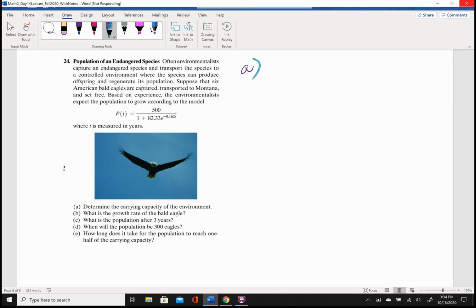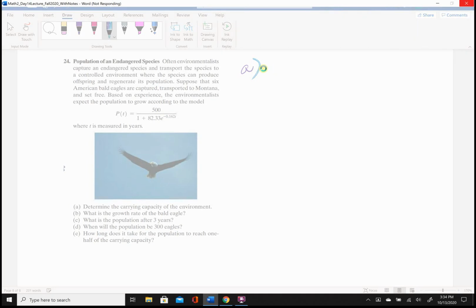So how many bald eagles can we expect to hold in this particular environment? Well, that's going to be this value up top right here, okay? So that'll be, oh goodness, what's going on here? Hold on just a second.